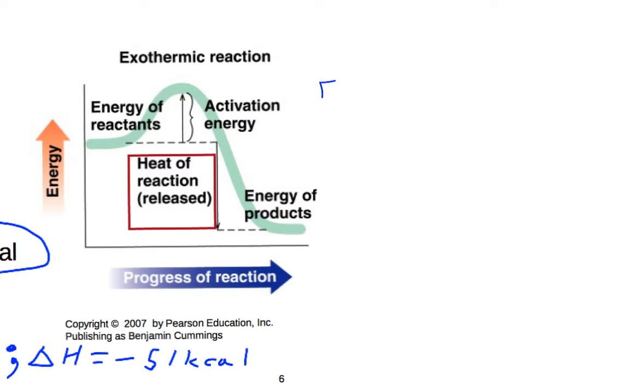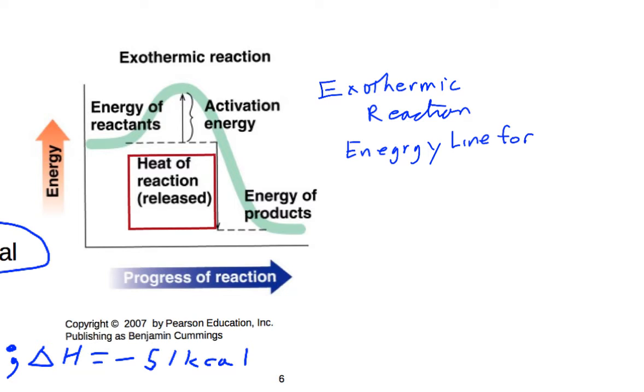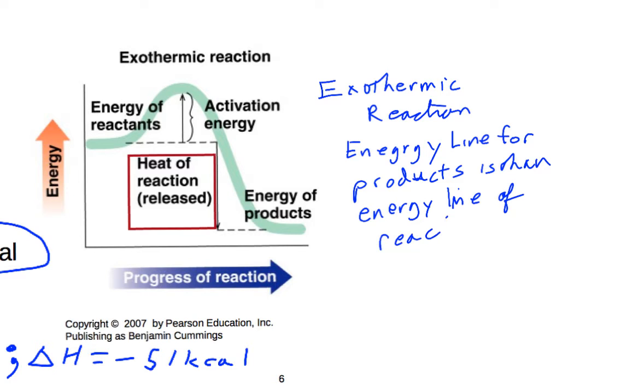So once again, you're going to want to make a note. For an exothermic reaction, the energy line for the products is, and I forgot the most important word, is lower than the energy line of the reactants.